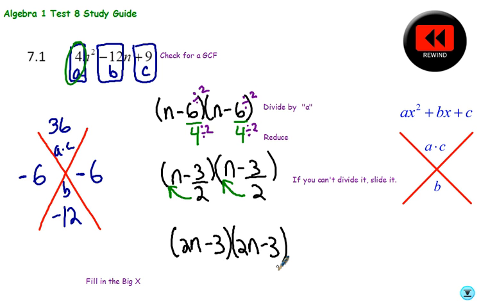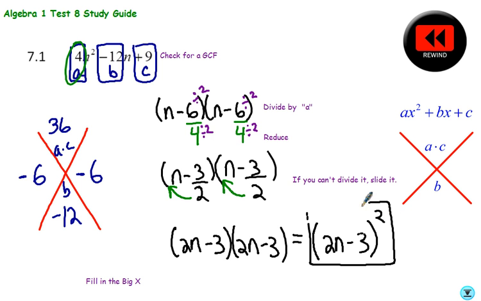Now, because they're the same thing, because it's 2n minus 3 2 times, right? There's 2 groups of 2n minus 3. What we can do, and it wouldn't be wrong if you left your answer this way, but what we can do to simplify it further is that we don't have to write it twice. We can just write it once to the second power. So I could write 2n minus 3 squared.